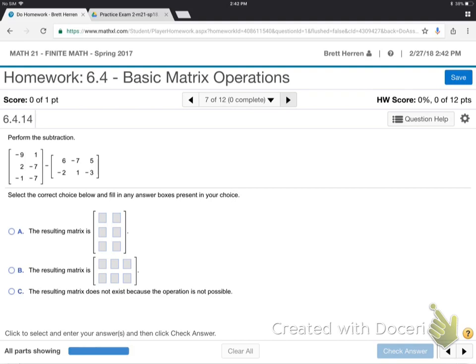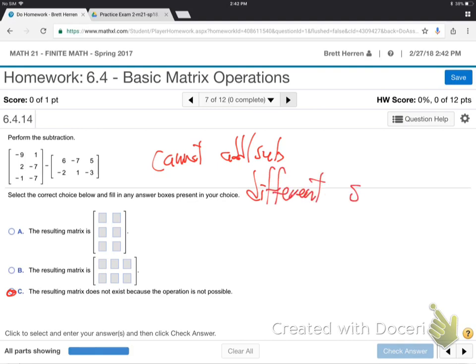What would you do? Put it in a calculator. That's what they did. They said, just don't do it. The answer is no. So you cannot add or subtract different sizes. They said, we don't need to do that. There's no real life use of that. Just don't do it.